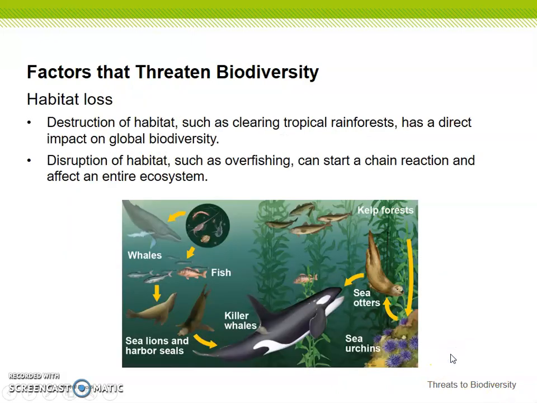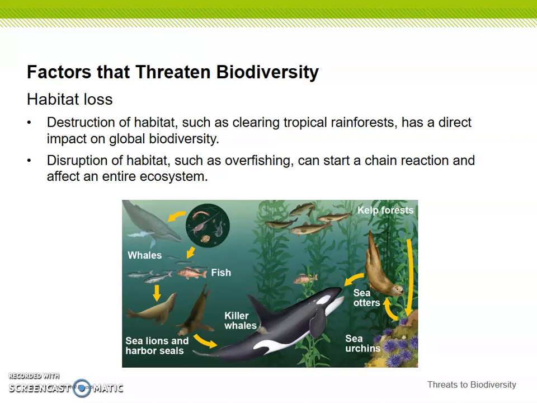Other factors that threaten biodiversity. Habitat loss. Destruction of habitat, such as clearing tropical rainforest, has a direct impact on global biodiversity. That is because most of the biodiversity, most of the different species of animals on the planet occur in the tropical rainforest. They just have a lot of variety of species there, and if we're clear cutting it, then we are cutting down on our biodiversity.